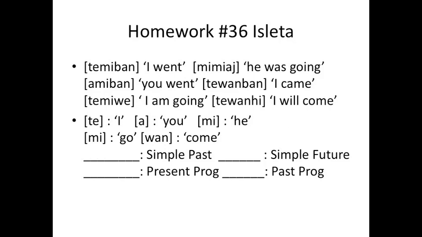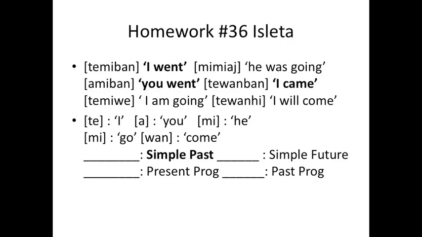So for the lexical items, we have te for I, a for you, me for he, and then me also for go, so that's a homophone, and then wan for come. So now we can look at what the morphemes are for simple past, simple future. In the book, it just says past and future, but you can just assume they mean simple past and simple future. And then for the present progressive and past progressive. Now we know what the simple past is. It's just past tense without any real aspect. So we know that simple past is, for example, I went, you went in the data set here.